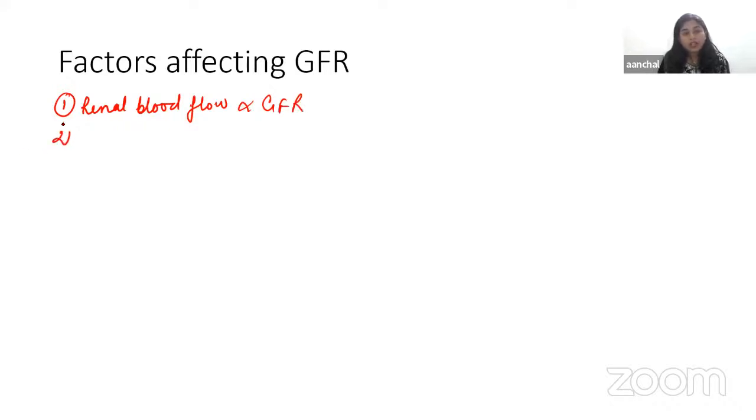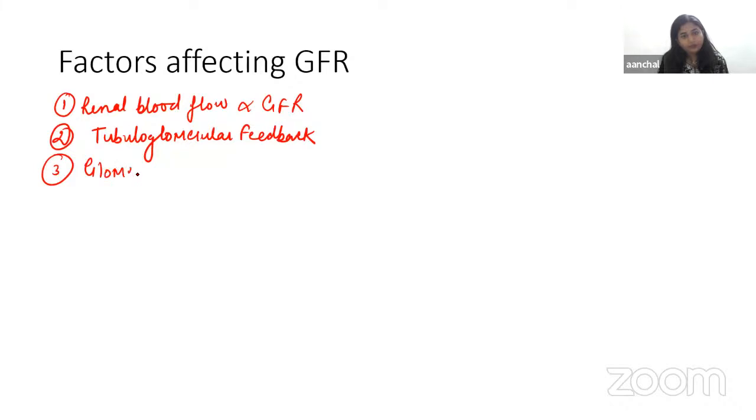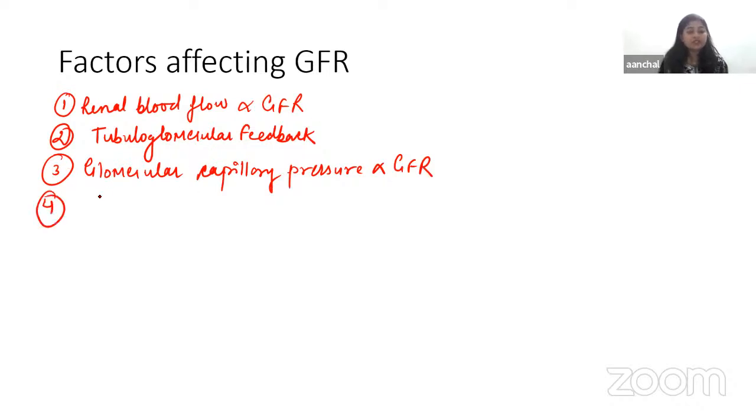Next we have tubuloglomerular feedback. This one we are going to discuss just after this slide. The third factor is glomerular capillary pressure. This is again directly proportional to GFR. If the pressure inside the capillary increases, ultimately GFR will also increase.